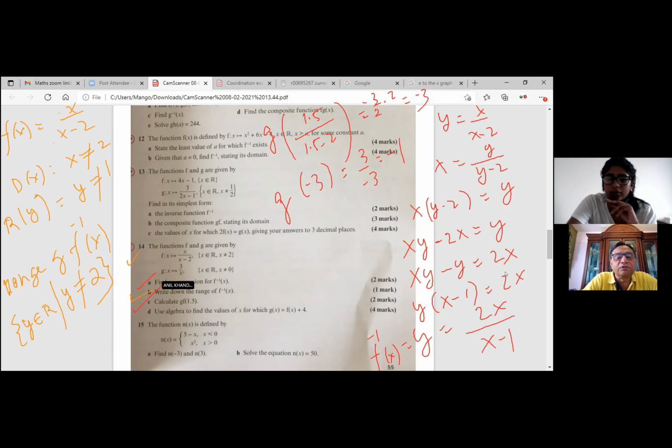Use algebra to find the value of x for which g of x is equal to f of x plus 4. So that's simple. We just write 3 over x equals x over x minus 2, right? So that is the function plus 4, correct? So that is your function, and then multiply by the common denominator and solve, correct?